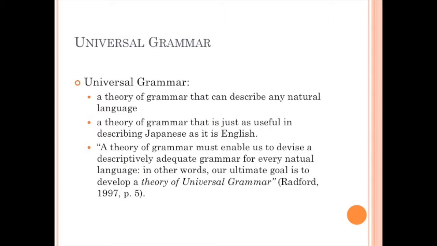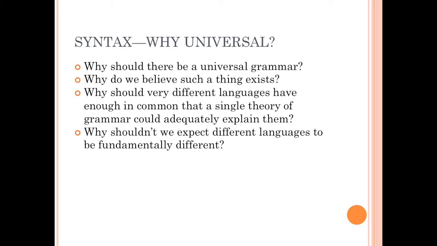According to Radford, a theory of grammar must enable us to devise a descriptively adequate grammar for every natural language. In other words, our ultimate goal is to develop a theory of universal grammar. But why should there be such a thing as universal grammar? Why do we believe such a thing exists?